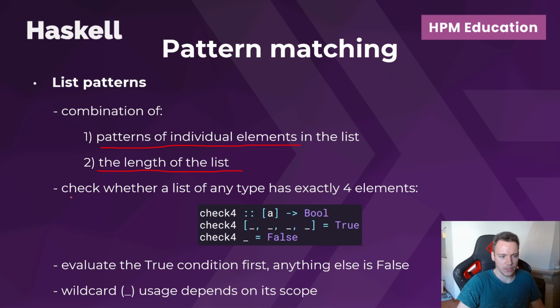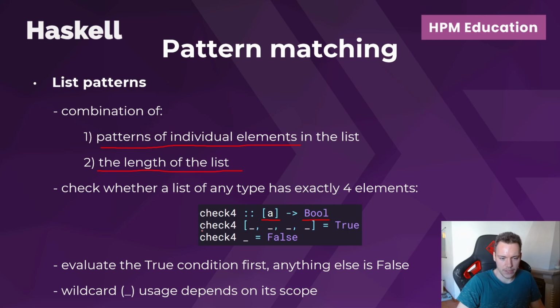So we want to write a function that checks whether a list of any type has exactly 4 elements. So we write the type signature, we call the function check4, and then we use the type variable a without any class constraint. So it's a completely polymorphic type. Any type is valid for this function, and it returns a boolean. So the boolean will be either true or false if it contains 4 elements or if it doesn't.